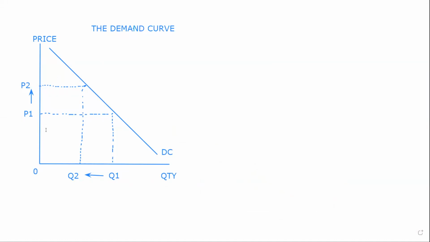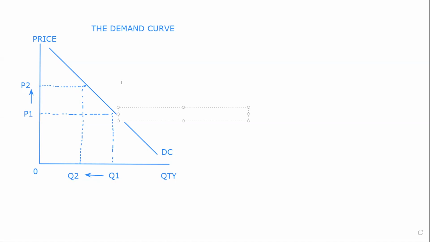I'm going to show an upward movement along this demand curve. Why am I going to show an upward movement along this demand curve? It is because my price increased from $5 to $10, which causes my quantity demanded to decrease from Q1 to Q2, meaning I'm going closer to this zero origin.